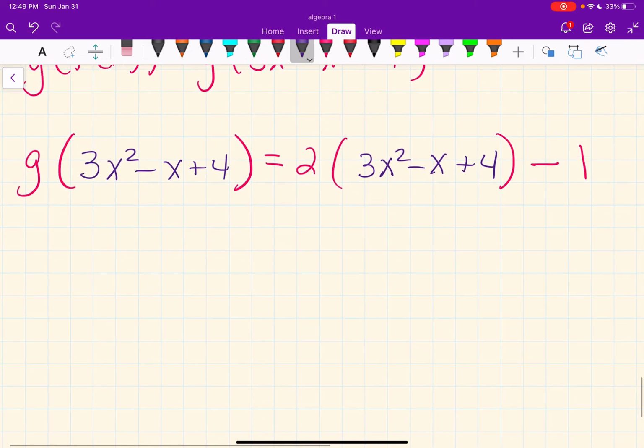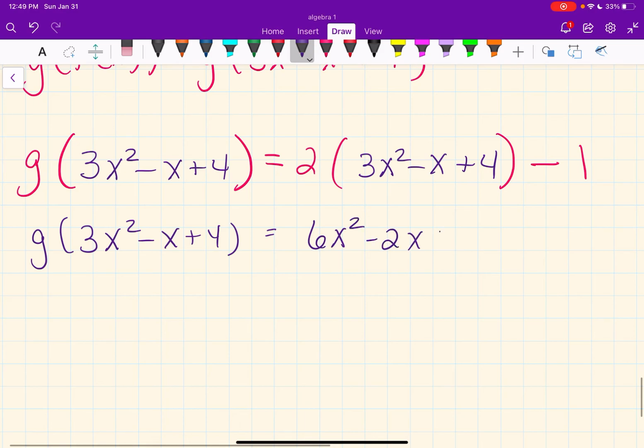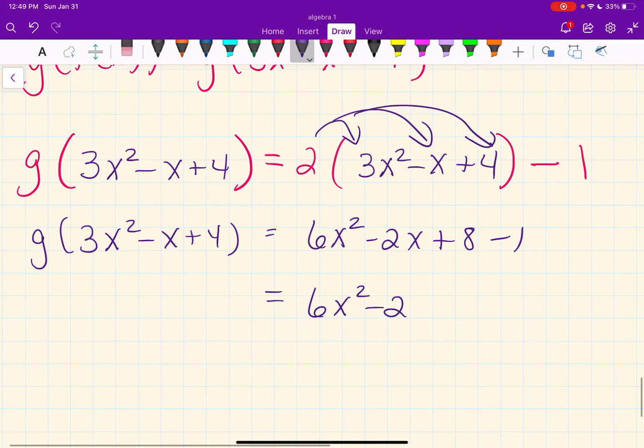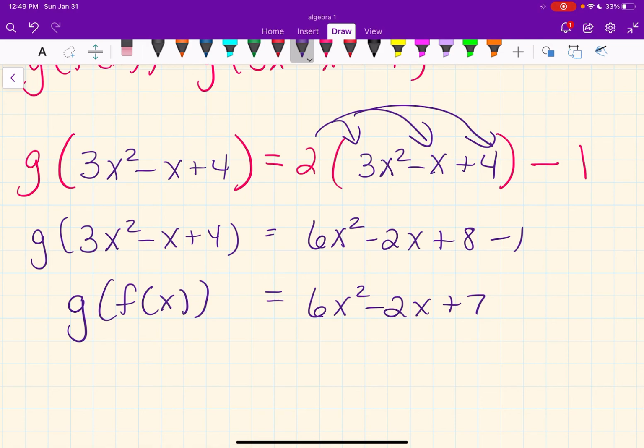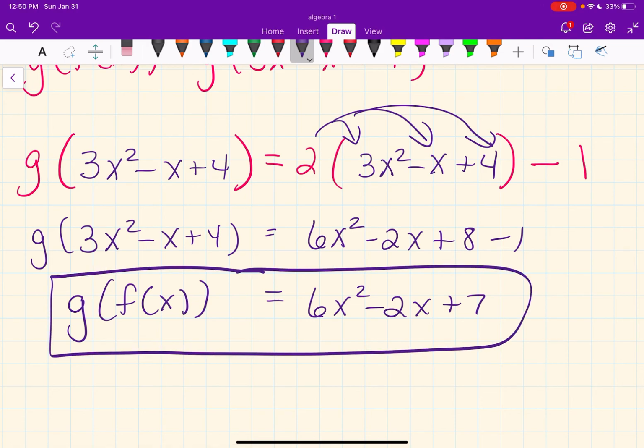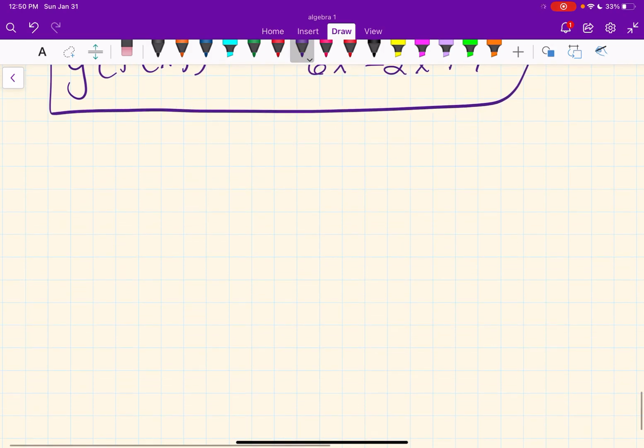Leave the left side alone. G of 3x squared minus x plus 4. Over here I simplify. So this is 6x squared minus 2x plus 8 minus 1. I distributed in case you didn't know what I just did. Simplify it. 6x squared minus 2x plus 7. That's my final answer of g of f of x. Usually one way, like either the g of f of x or the f of g of x, is easier. So usually if the first way is really long, the second way is going to be easy.